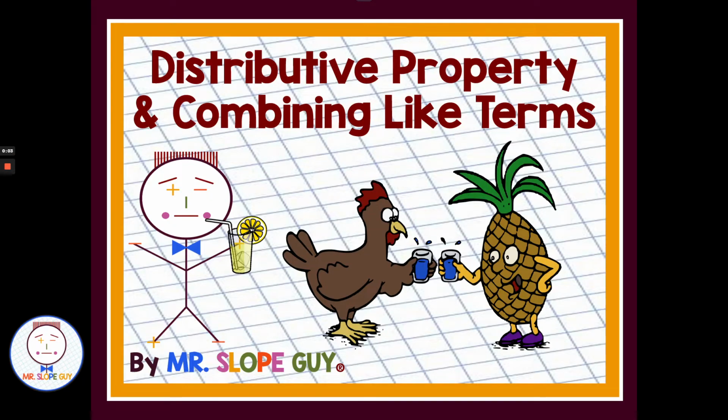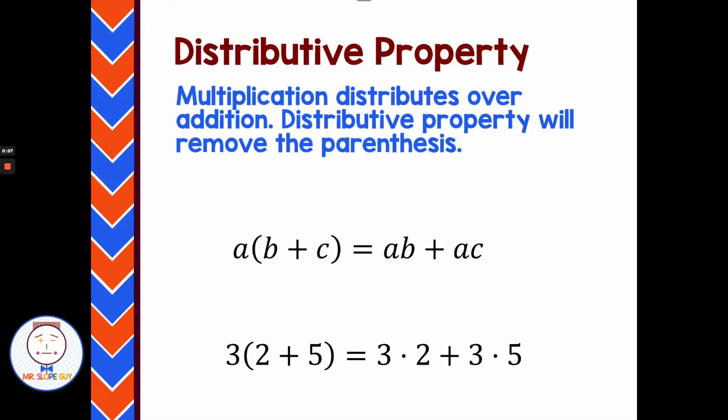Distributive property and combining like terms. So let's start with the distributive property. Multiplication distributes over addition, and the distributive property will remove parentheses.